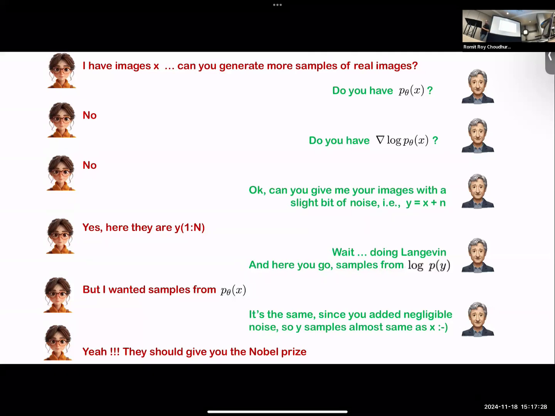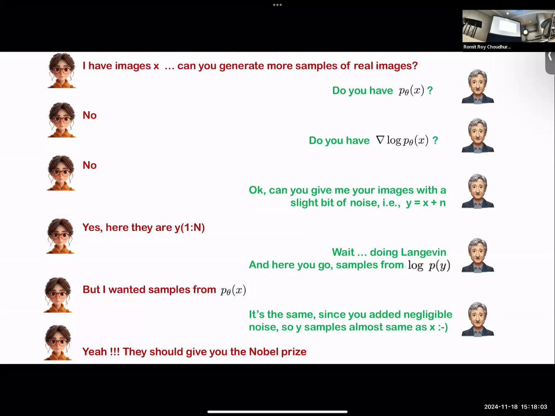Hinton says, can you give me grad X log P theta X? Remember that score? Grad is gradient. I say, I don't even have that. Then Hinton says, okay, can you give me the images that you have, X? Can you add some noise to the images and give me Y, which is basically the images with some noise in it?